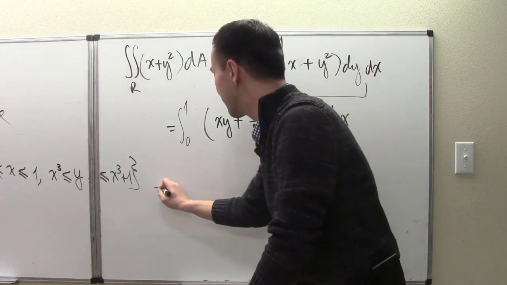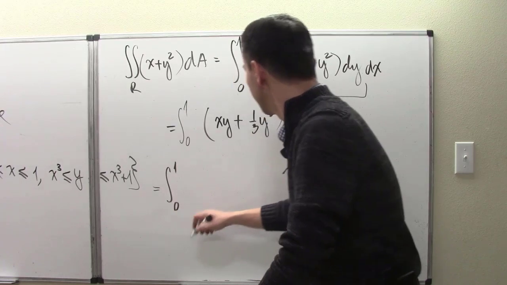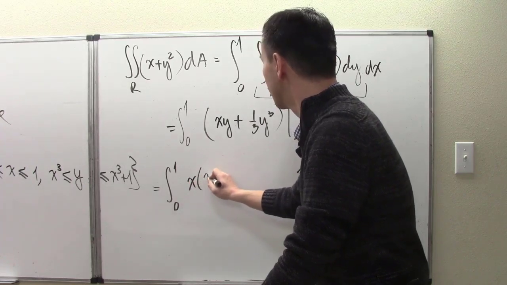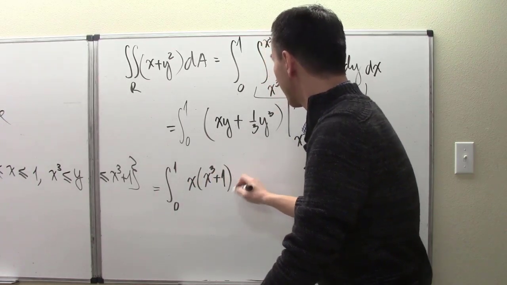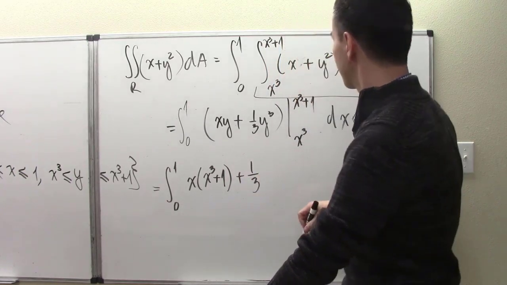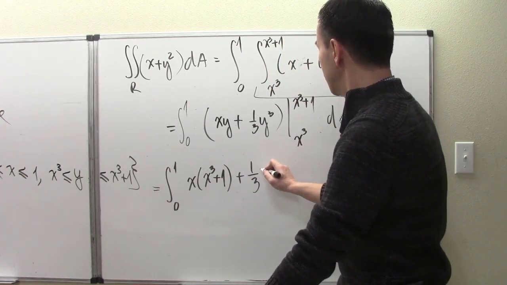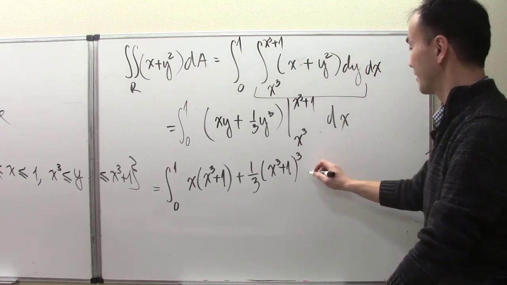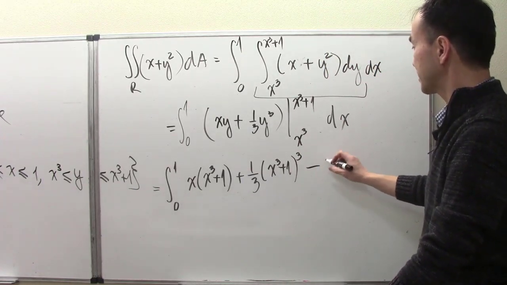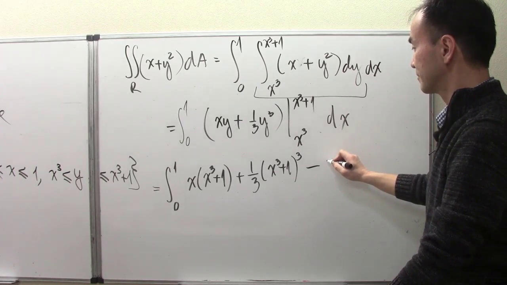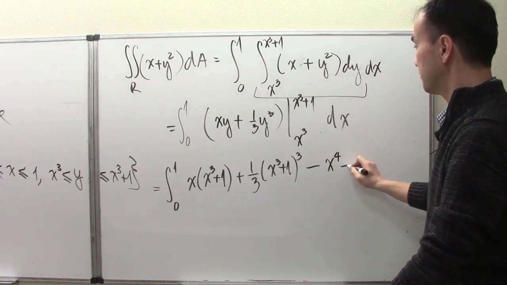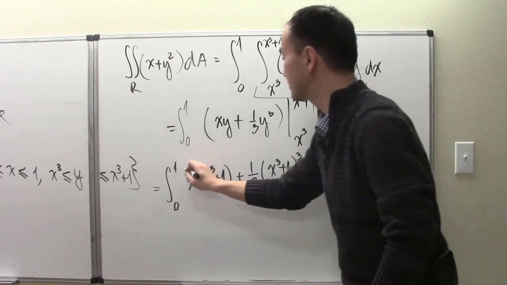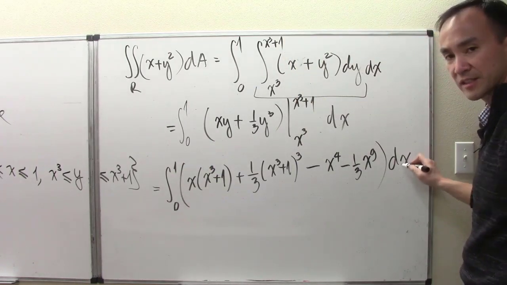And so what I have now in the next step, from 0 to 1, we got x times (x cubed plus 1) plus 1/3 times (x cubed plus 1) cubed, and we're subtracting x to the 4th minus 1/3 x to the 9th power. And we will be integrating all of this with respect to x from 0 to 1.